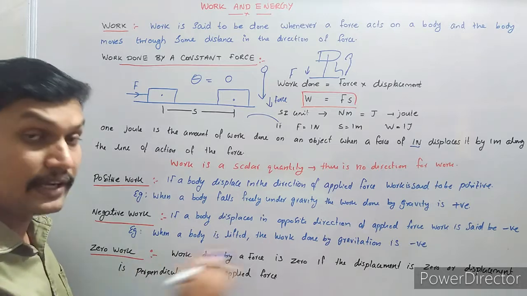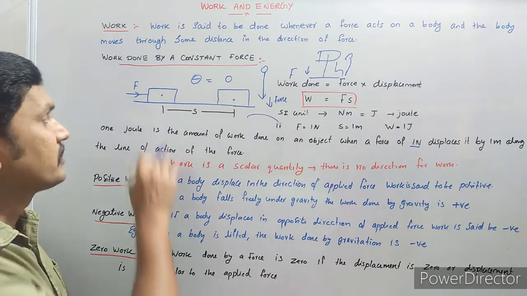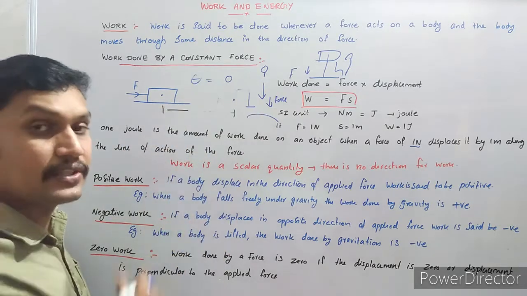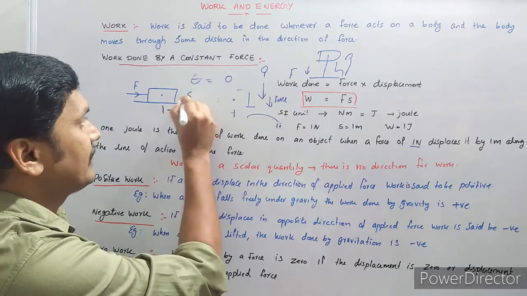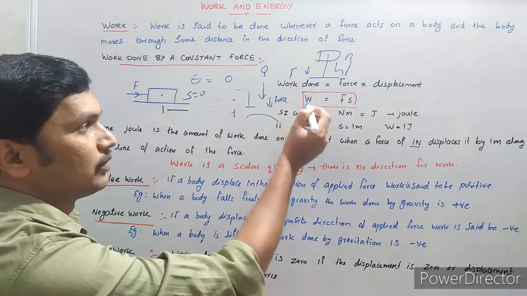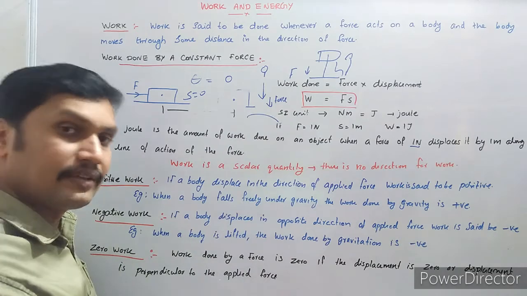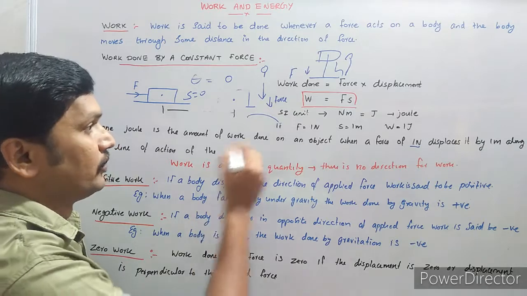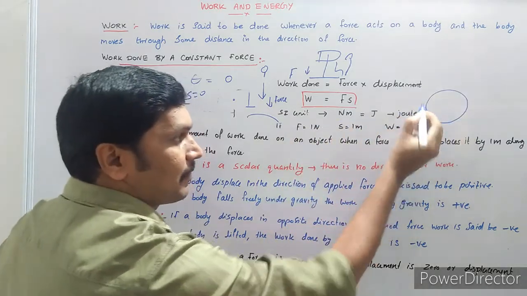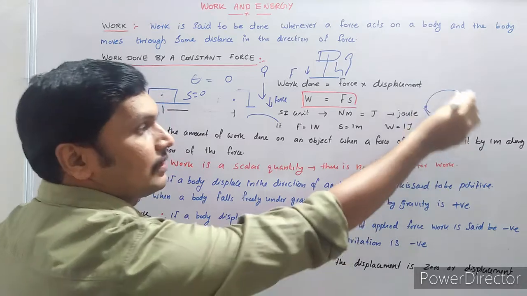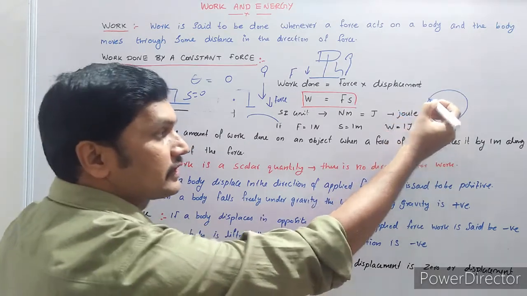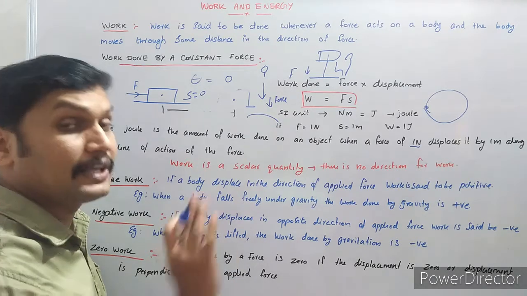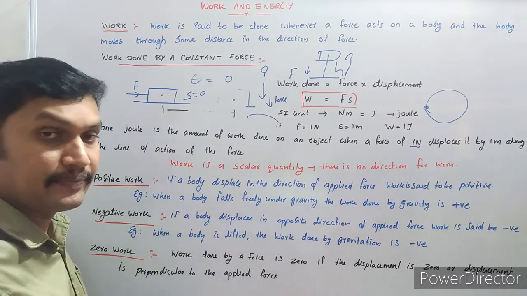Then sometimes work can also be 0. Suppose the force is applied, but the object is not displacing. In this situation, the displacement S is equal to 0. Then work is equal to F into 0, so the work is equal to 0. Suppose you are moving an object through a circular path by applying a force. If the object finally reaches this point itself, the displacement is 0. No work is done. If the displacement is 0, no work is done.